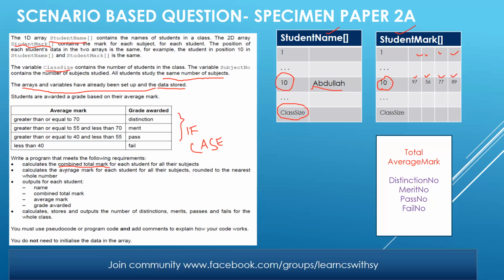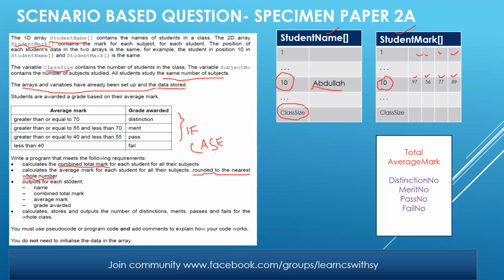And definitely calculate the average mark for each student for all their subjects. Round it to the nearest whole number. Please remember that for this, they have given you a hint that you have to use a library routine. You don't have to worry at all. Just recall the library routines and your work is done for you, isn't it? Any questions?